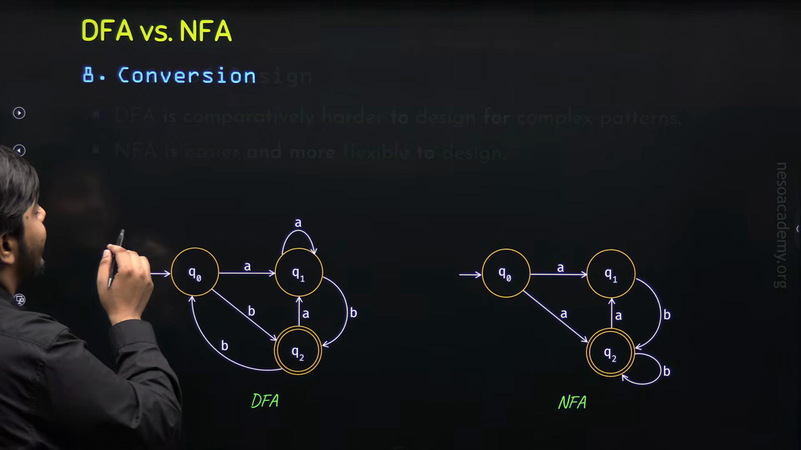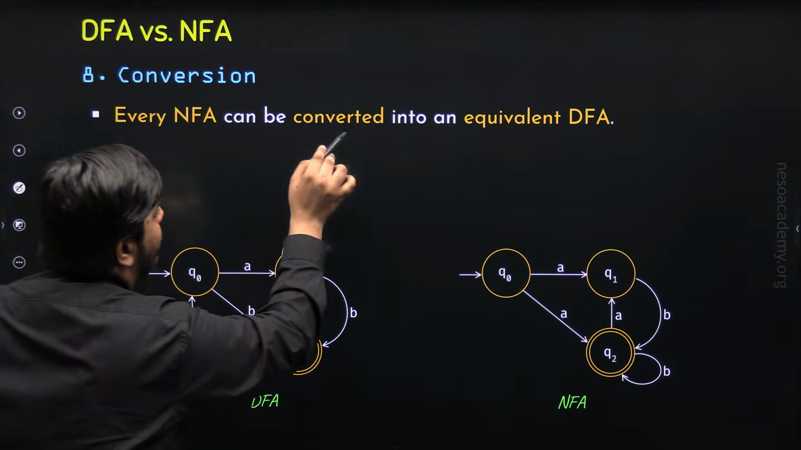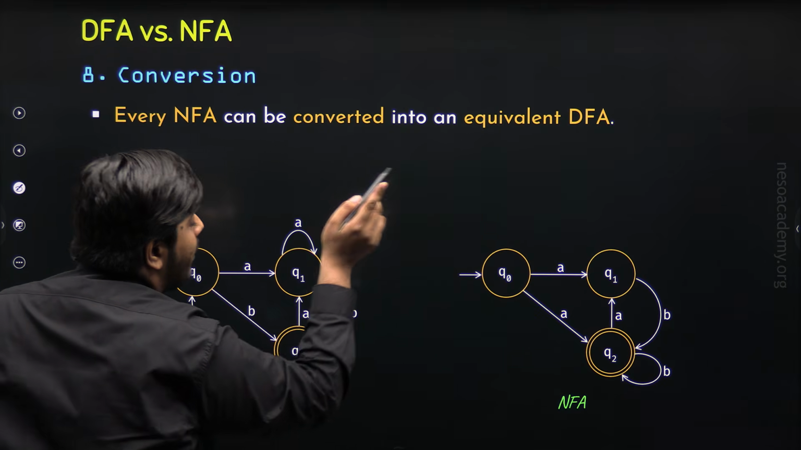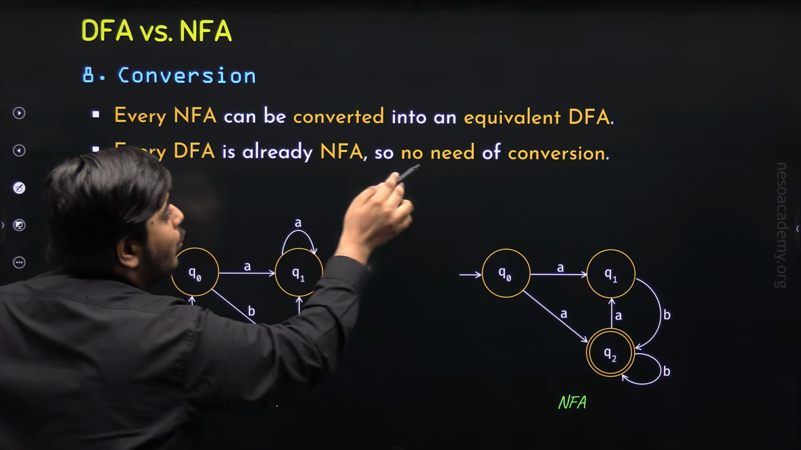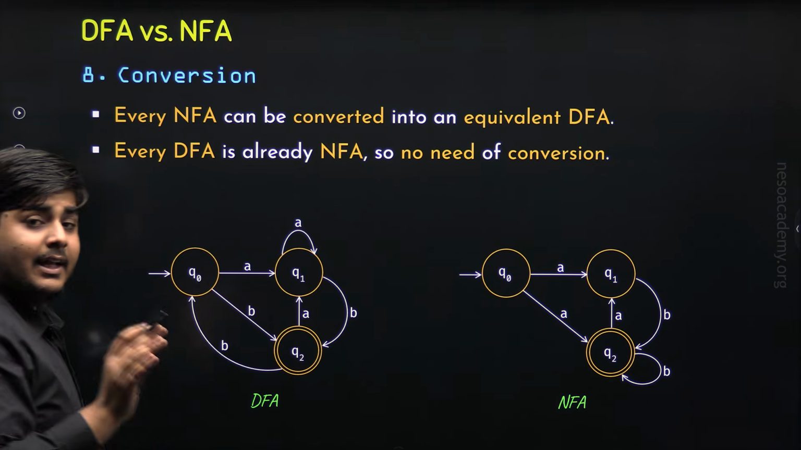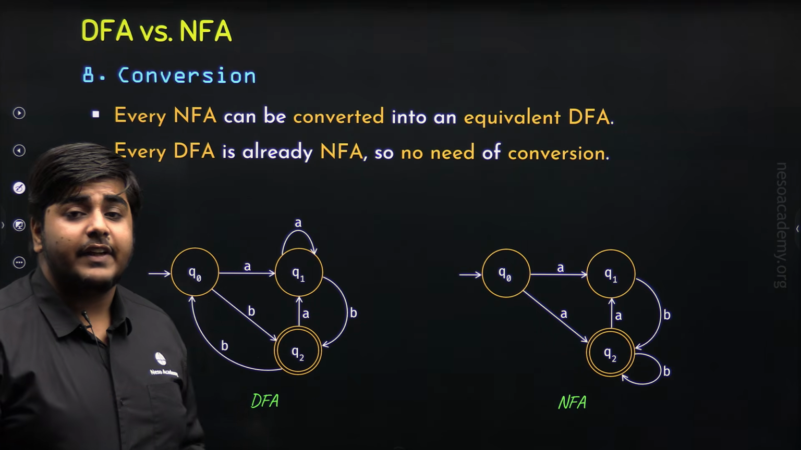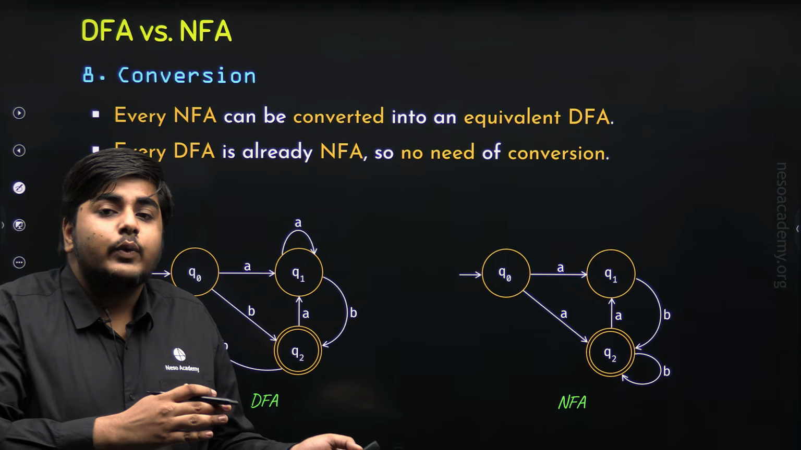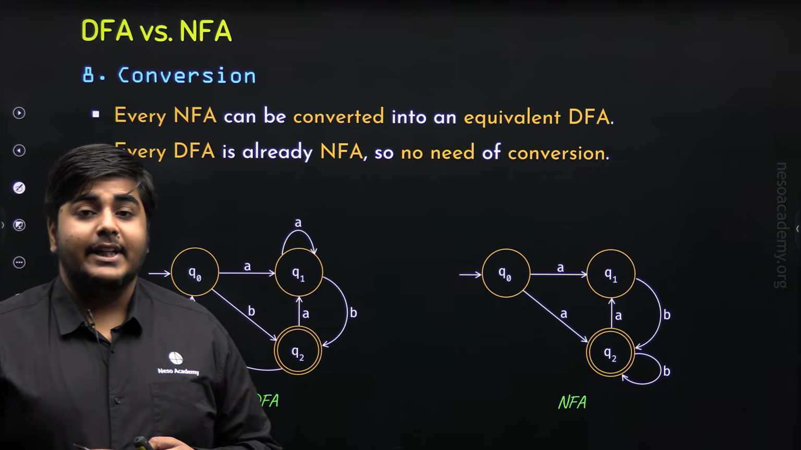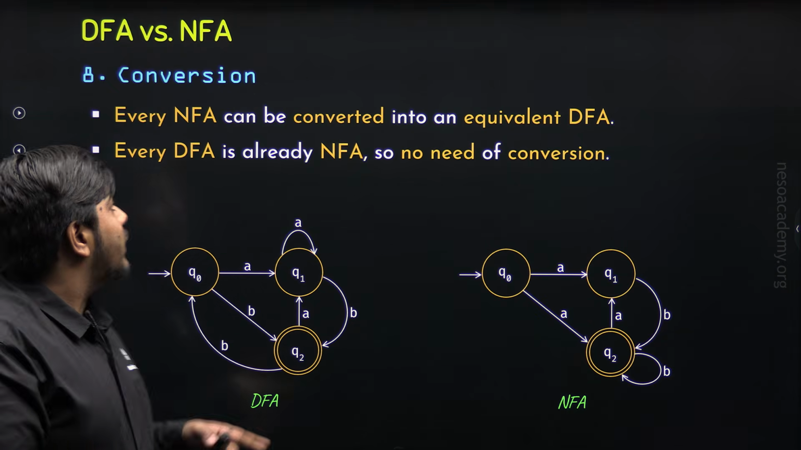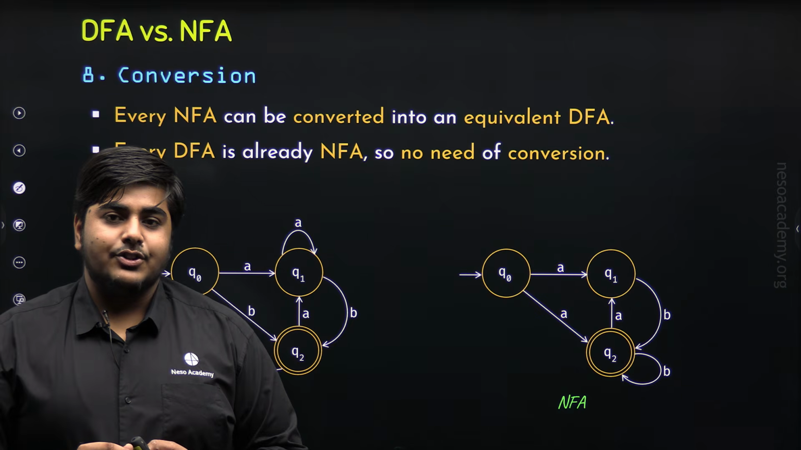Our last property is conversion. Every NFA can be converted into an equivalent DFA, but every DFA is already an NFA, so no conversion is needed. That means every NFA can be converted into a DFA. If you have an NFA, you can convert it into a DFA. And this topic is very important. There is a proper algorithm to convert NFA into DFA, which we will study in the upcoming lectures.